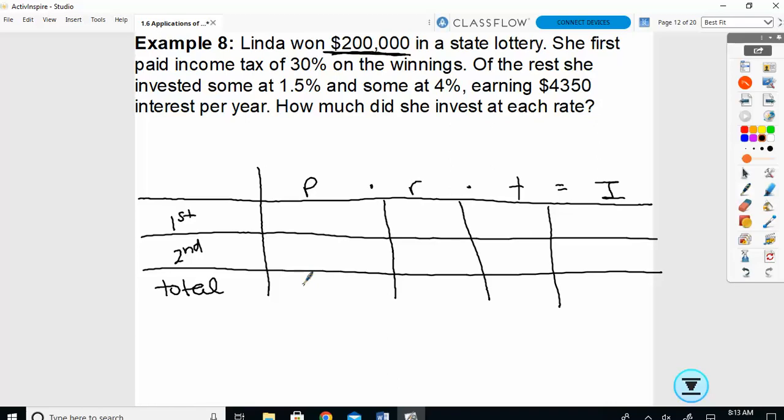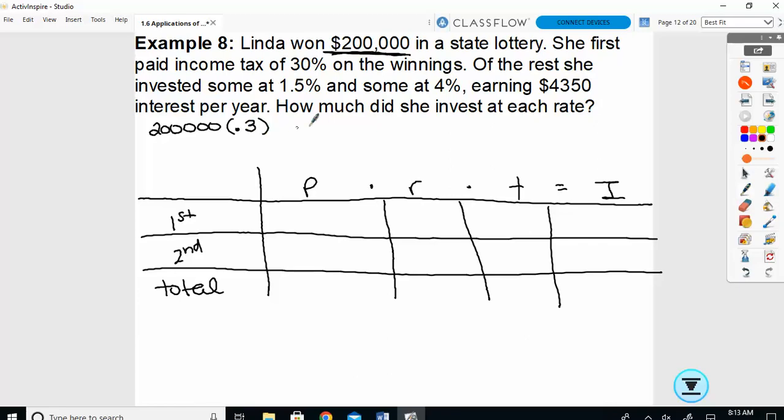She had to pay the tax. She paid taxes on it first. So did she ever actually see all of that money? No. How would I figure out how much money she actually got? Multiply 200,000 times 0.3. 0.3, my bad. Okay, so we have a couple options.